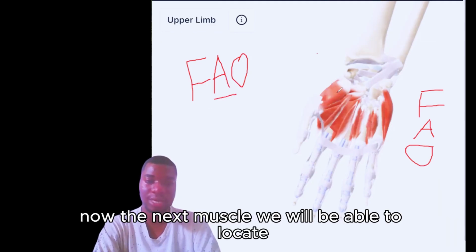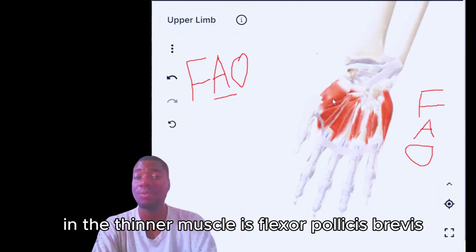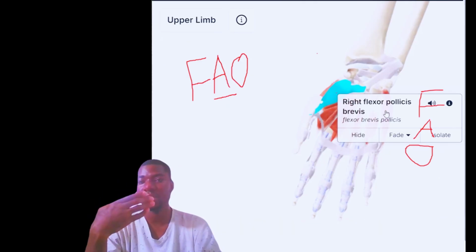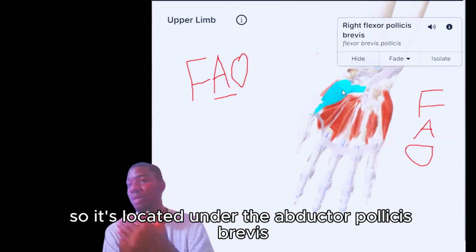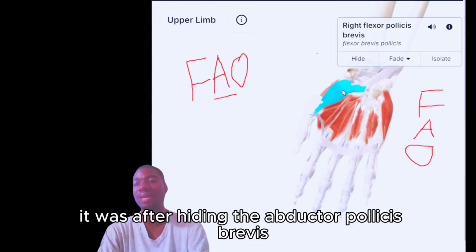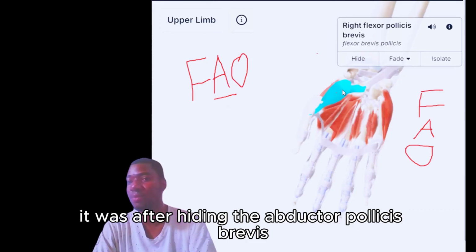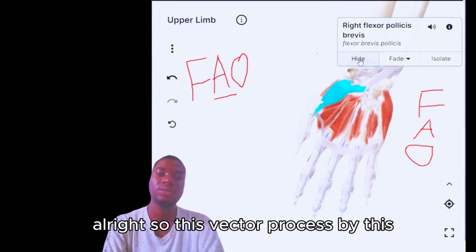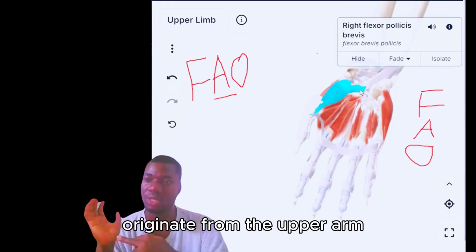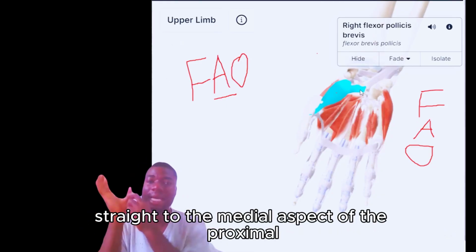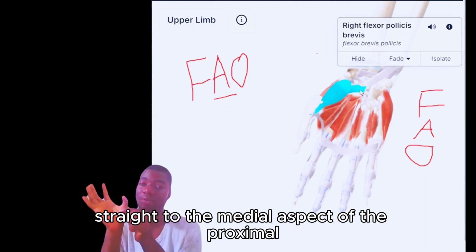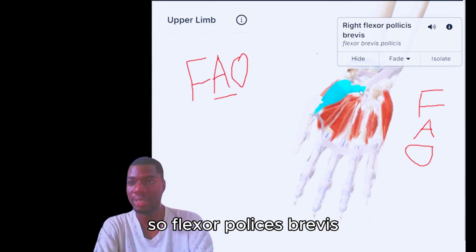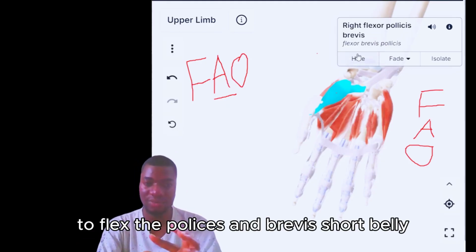Now the next muscle we'll be able to locate in the thenar muscle is flexor pollicis brevis. So this movement is to flex the pollicis, flexion. So it's located under the abductor pollicis brevis. You see that it was after hiding the abductor pollicis brevis that we were able to appreciate and see the flexor pollicis brevis. All right, so this flexor pollicis brevis originates from the carpal bone straight to the medial aspect of the proximal phalanx of the pollicis. So flexor pollicis brevis, to flex the pollicis, and brevis, short belly.